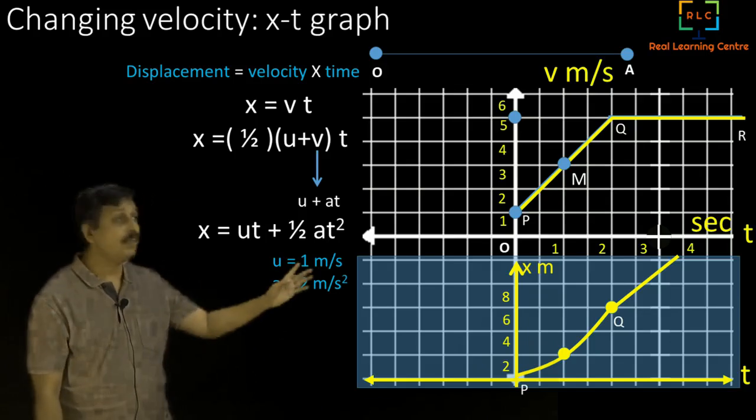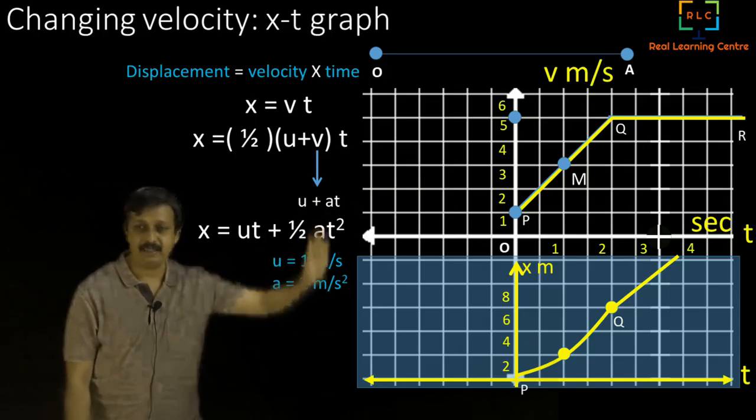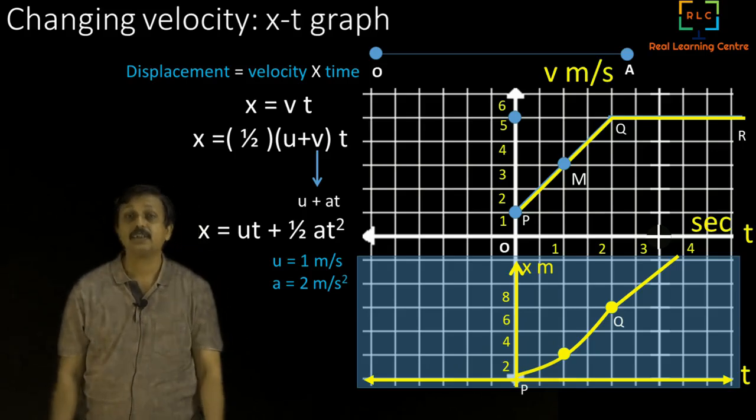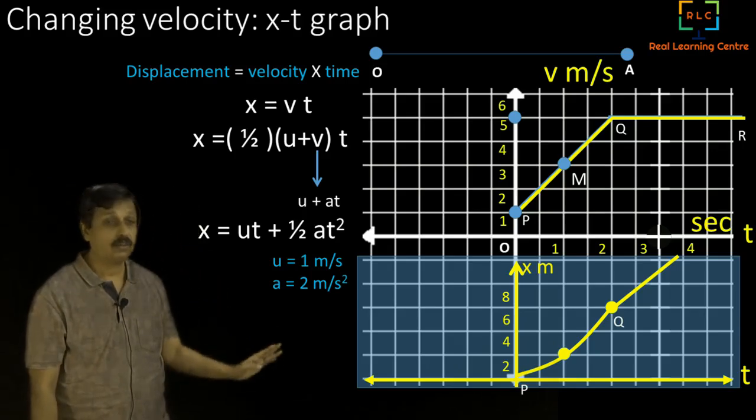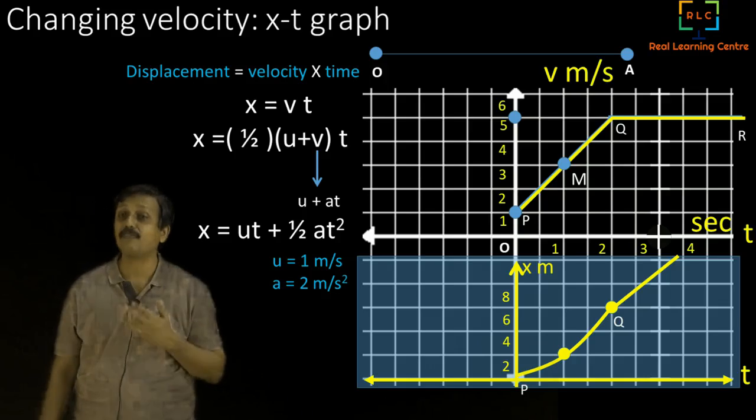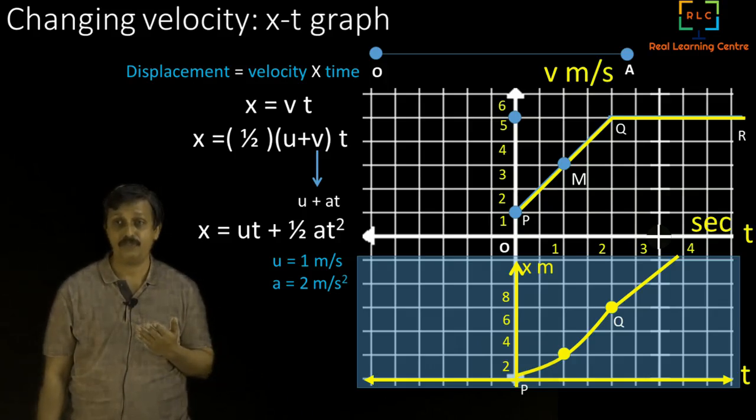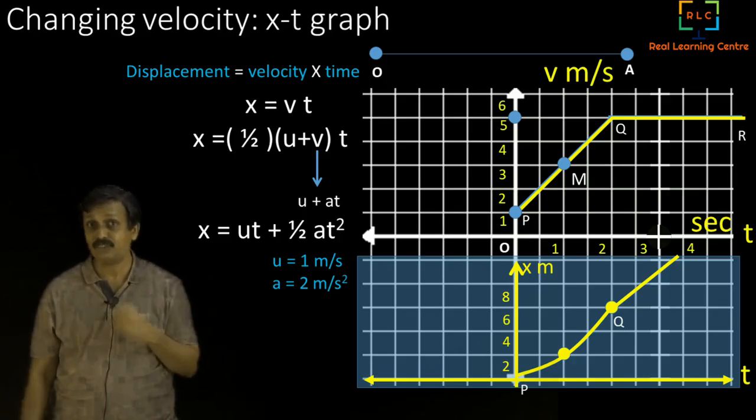And then from Q onwards, it is going at constant velocity. Again, it's a straight line after that. So this is basically how the xt graph looks. So let's try to understand this.